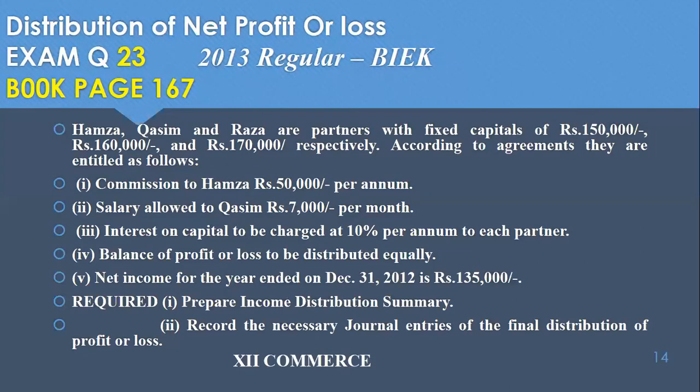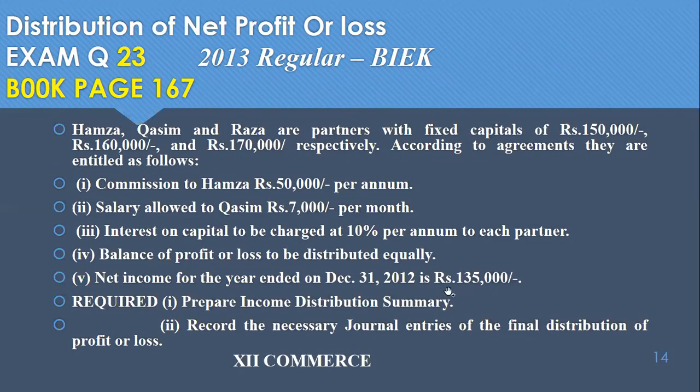Then the interest on capital is to be charged at 10% per annum. It means you have to apply 10% on 150,000, 160,000 and 170,000, which are your capitals. These are your three adjustments, and they have mentioned two conditions: the balance of profit and loss is divided equally, and net income is 135,000. It is positive, so it is your net profit.